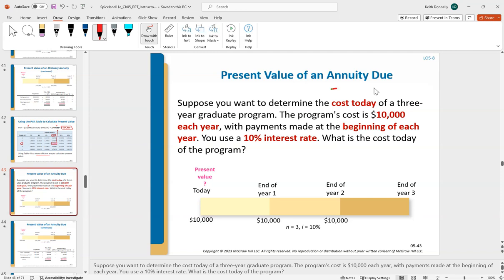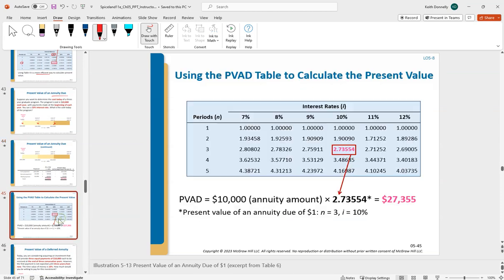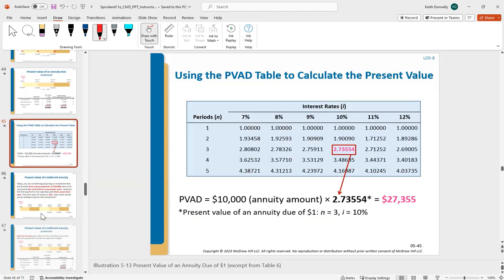Similar setup here, it's an annuity due. You can look at that. So it's at the beginning of the period. So you just would use the appropriate table for that.